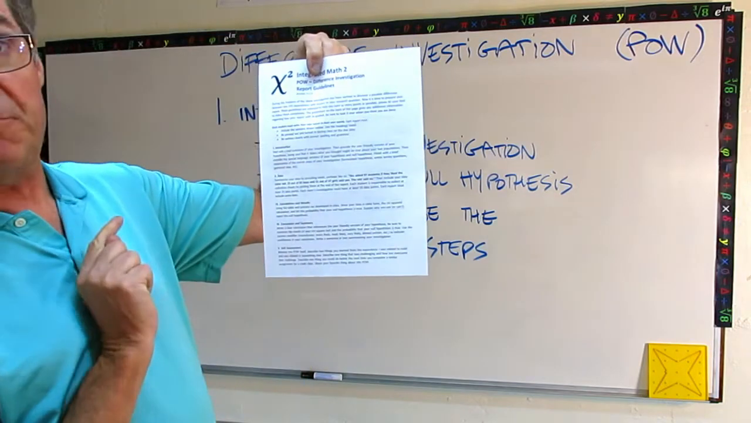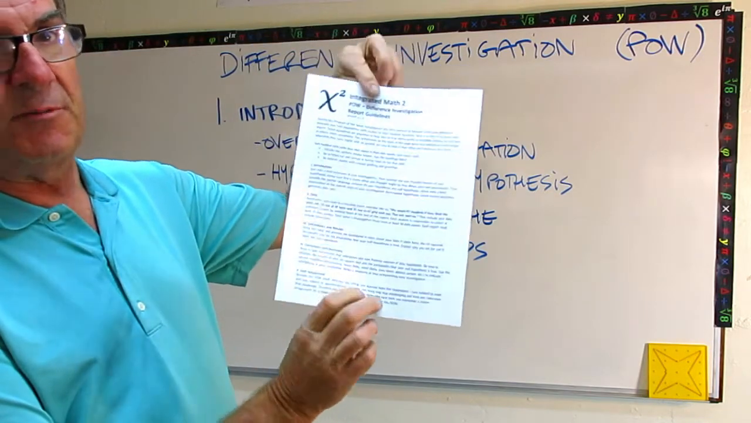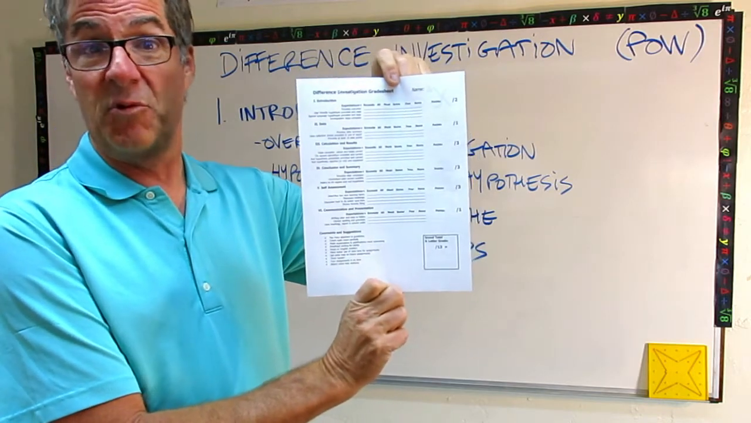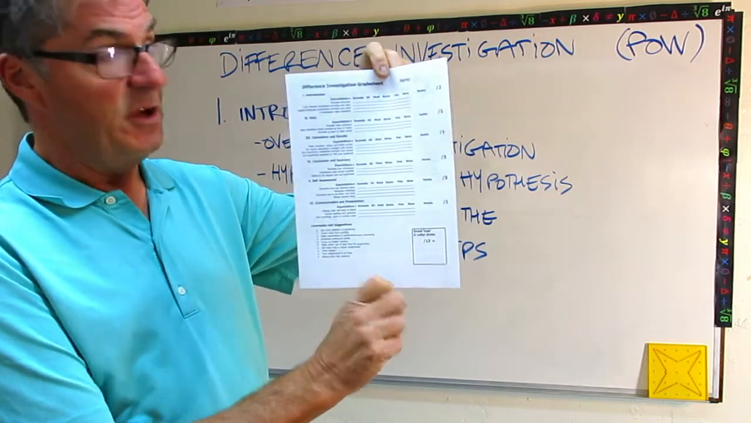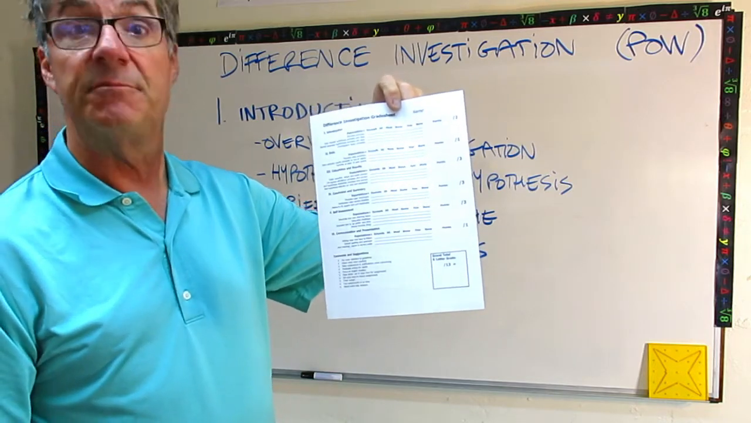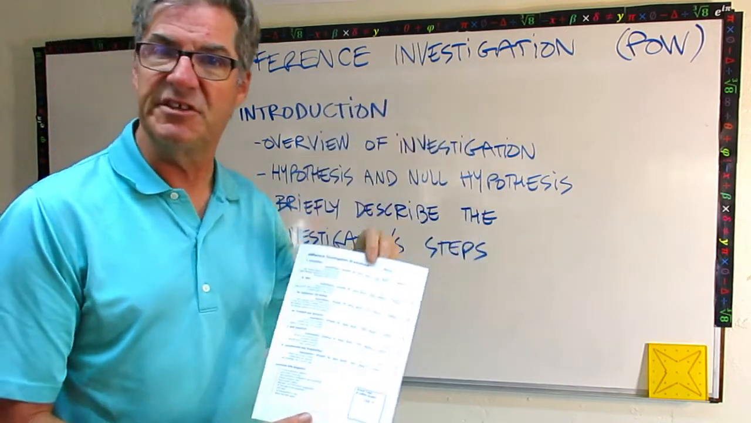Actually, this is the description of all the sections in your POW, and then on the back is the actual grade sheet that I use when I grade your report. So I think smart students look this over once they think they're finished, just to make sure they didn't miss anything. Okay? All right, so let's get started.